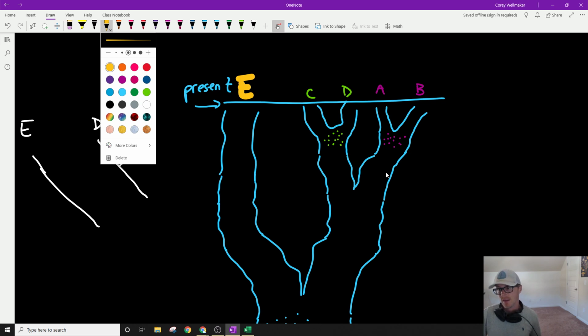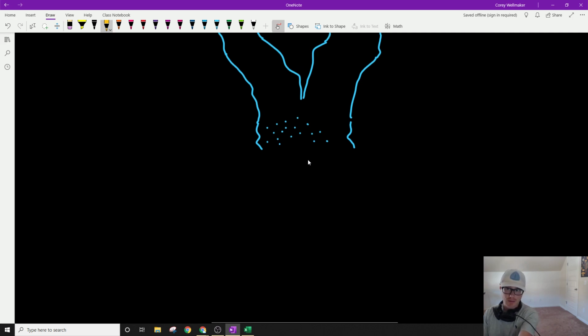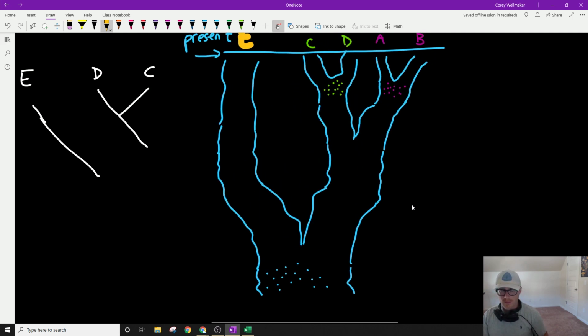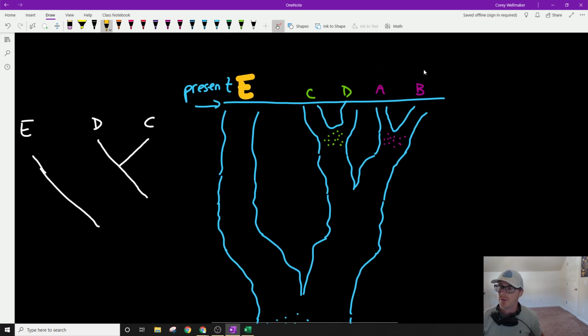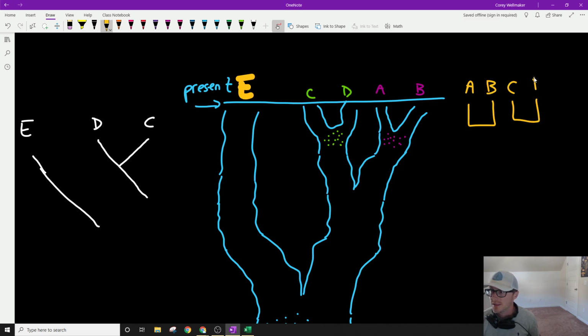And the ancestral population that all of them share is right here, right? So if I wanted to turn this into a cladogram, I can do this. I can put A and B right here. I can put C and D right here, and then I'll link them together, and then I'll put E over here, right?